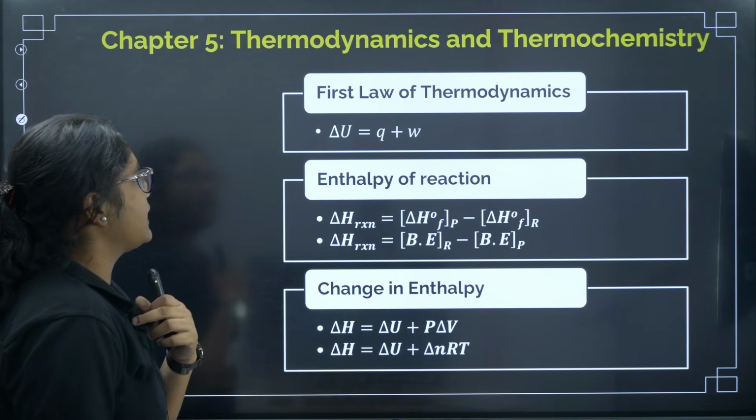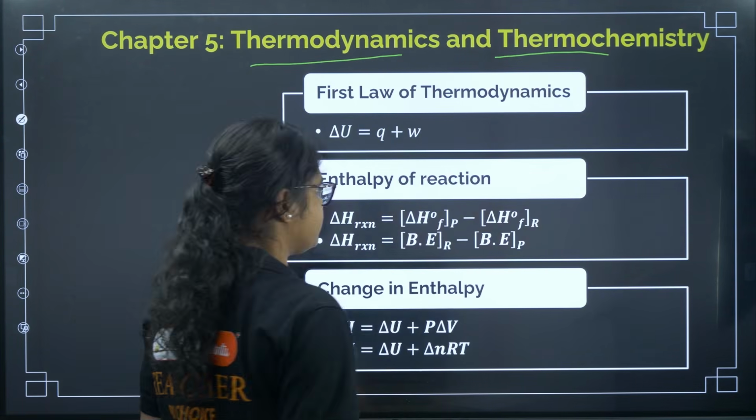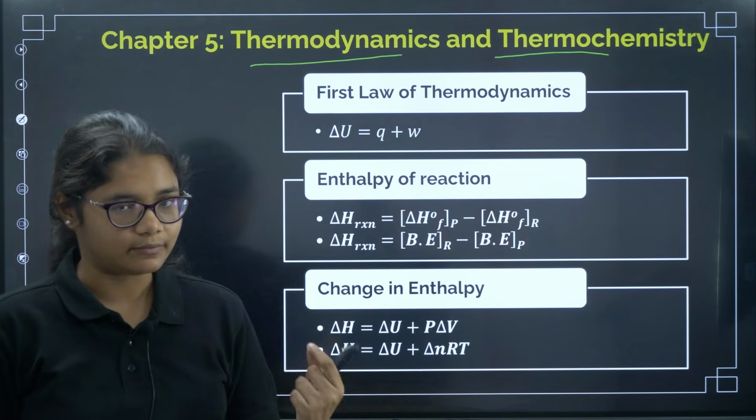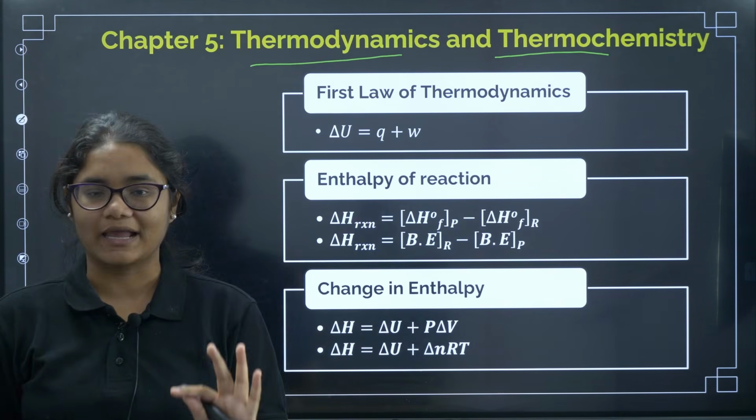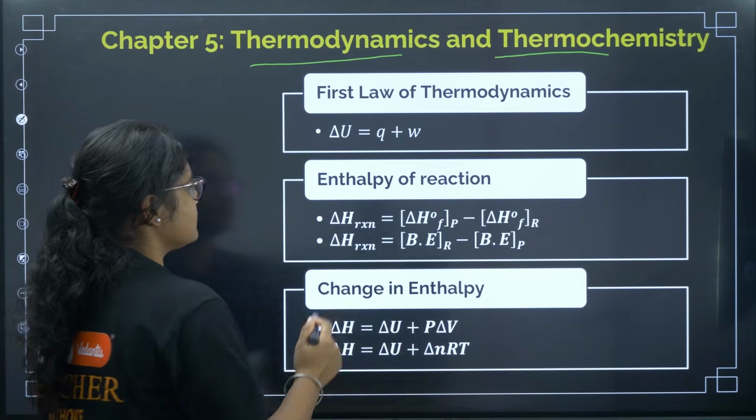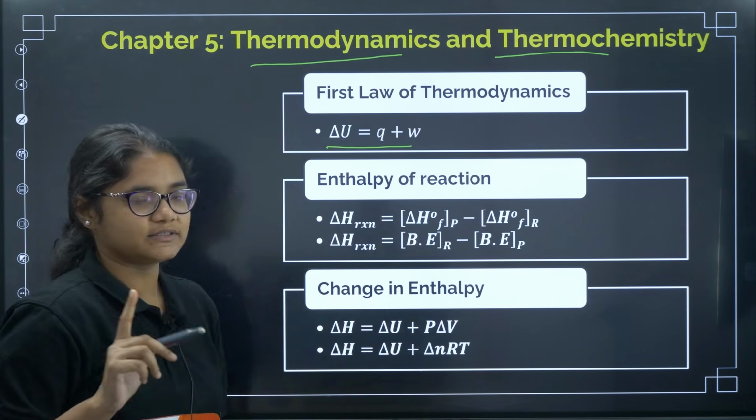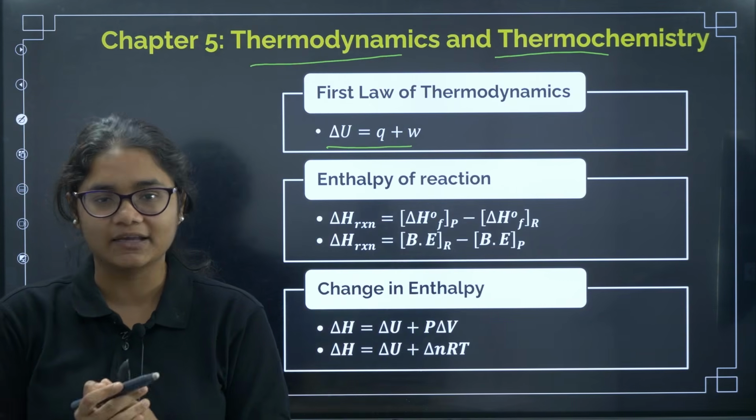Okay, let us see the next important chapter, that is your thermodynamics and thermochemistry. Again a PU1 topic, but many questions are asked from here. But you need to revise certain formulas only to get full marks in this chapter. So the first one is your first law of thermodynamics, delta U is equal to Q plus W. Here you should be very careful about the sign convention.